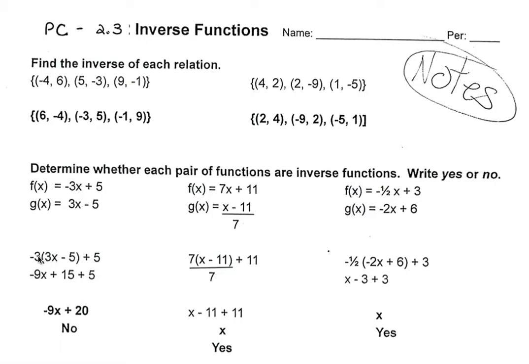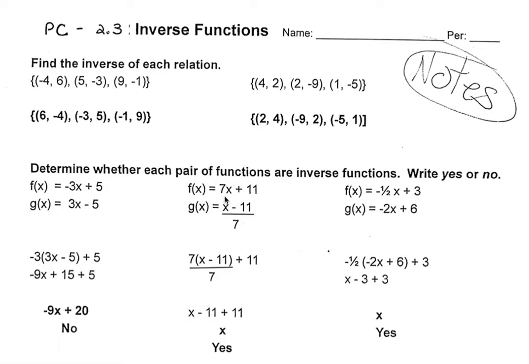Now when you do that, you will distribute. -3 times 3x gives us -9x. -3 times -5 gives us a positive 15. And then we have the 5 that came along for the ride. Now we add those together, 15 and 5 is 20. So we get -9x plus 20. That does not work.